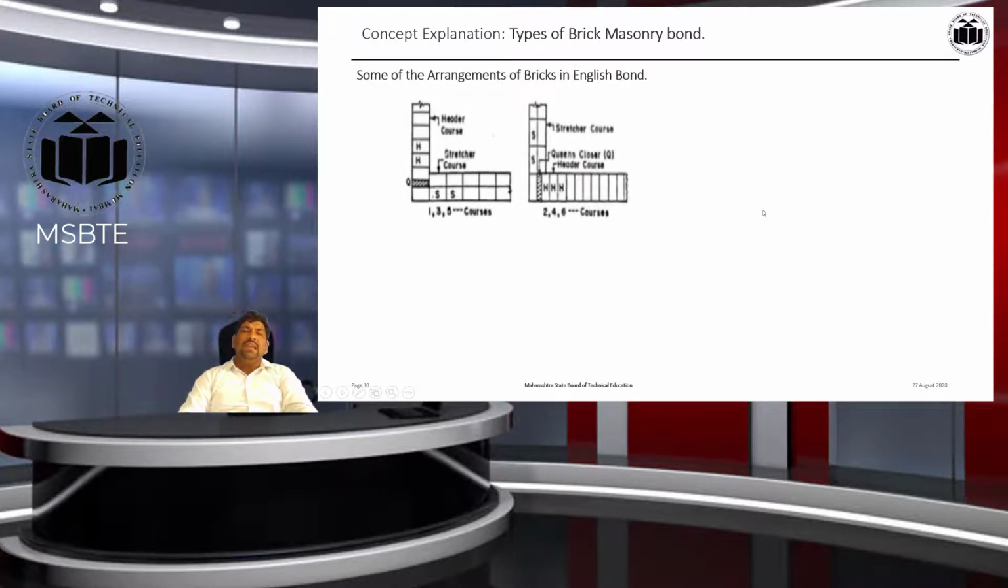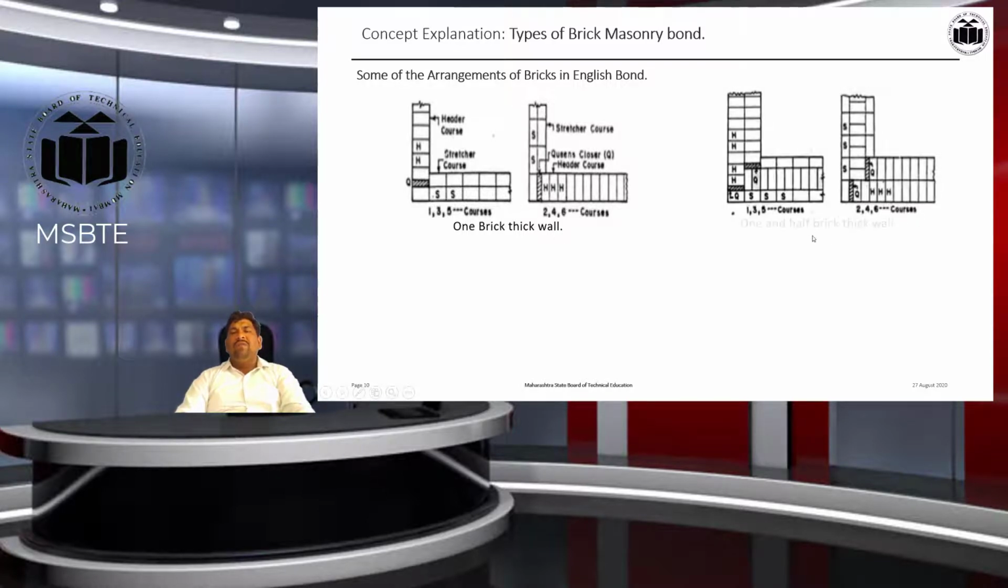As we have seen, in English bond the stretcher and header are provided in alternate courses, so it can be used for different thicknesses of wall. Generally it can be used for a one brick thick wall, where the odd courses can be kept like this and the even courses can be kept like this with the help of the English bond. If you are going for construction of a 1.5 brick thick wall, then again you can go for construction like this for odd courses, and for even courses you can go likewise.